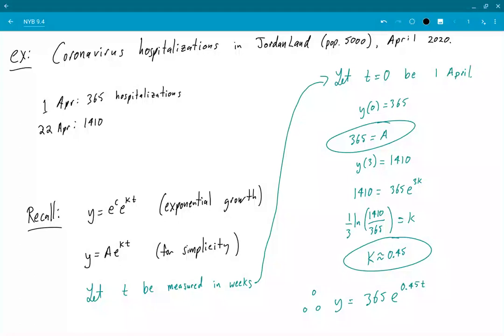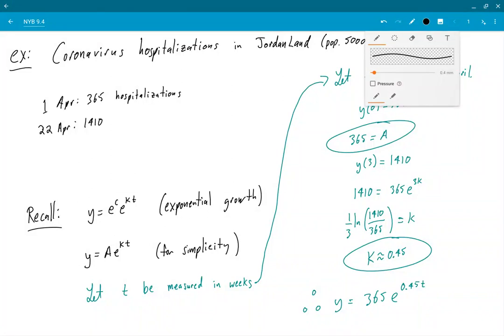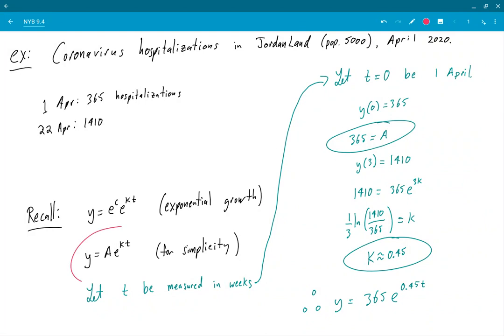Hello, hello. So, example 9.4, pause and copy. Okay. So, we're going to revisit our model. Our model right here.